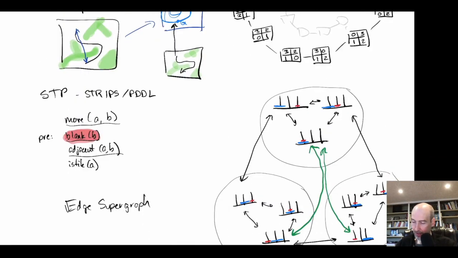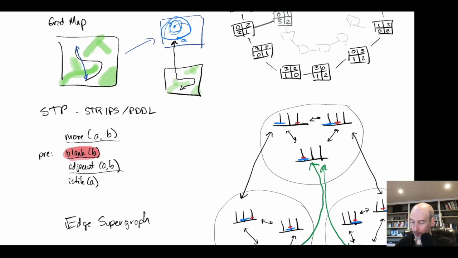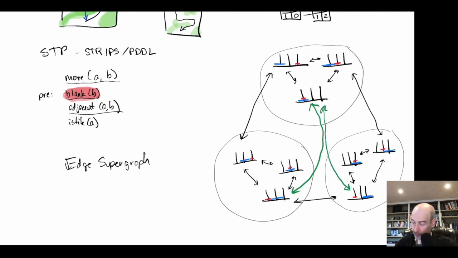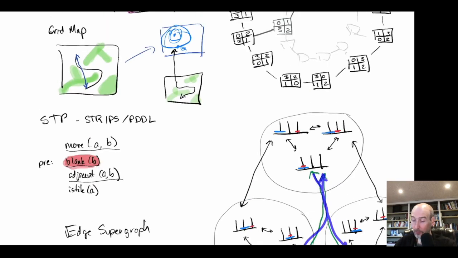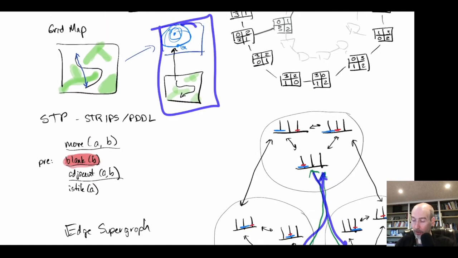Okay, so what's going to happen here? Well, I've got this edge supergraph that I've built by relaxing my operators. And the question is, is this approach going to work? Is this approach going to be effective, where I build the heuristic in the abstract state space and then use it to help down below?